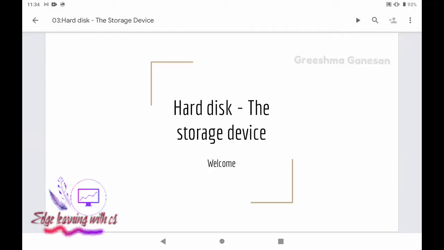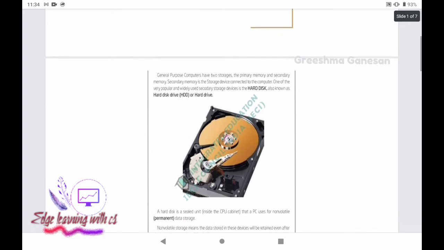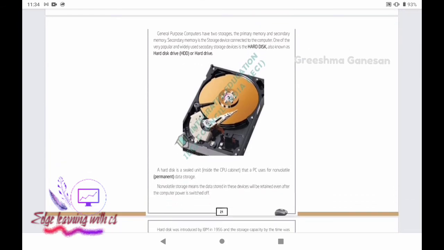Third chapter, hard disk, the storage device. General purpose computers have two storages. Mainly it is named as the primary memory and the secondary memory. Here, secondary memory is the storage device connected to the computer. One of the very popular and widely used secondary storage devices is the hard disk.